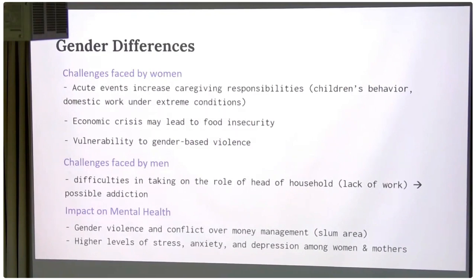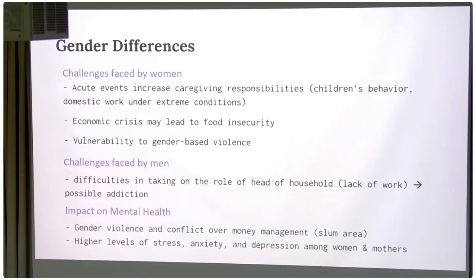And the mother are responsible to give the food to the children. So a lot of challenges, many challenges for the woman. And this insight, we also find it in many papers in the literature.